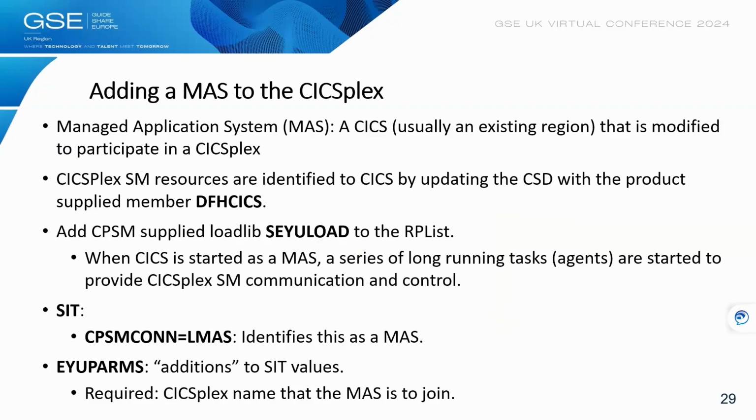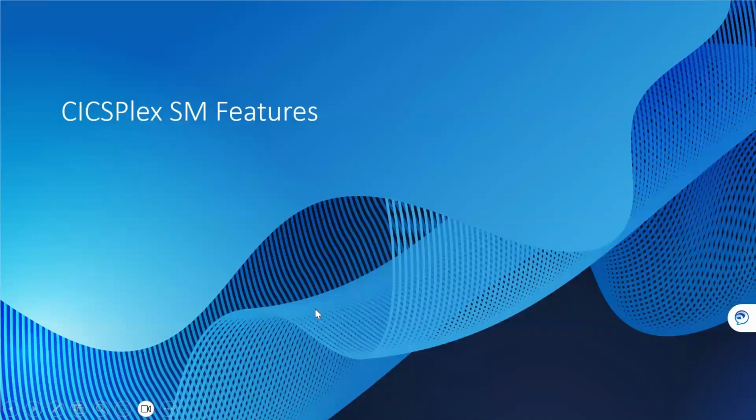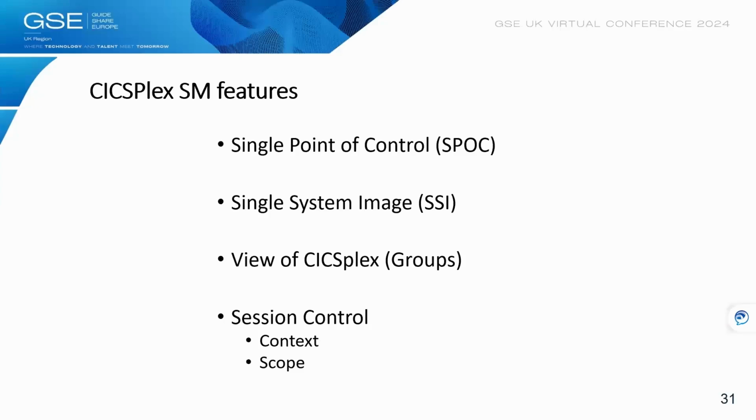So if you just read through this, you'll see that CICSPlex SM resources are identified to CICS by updating the CSD. You need the CPSM loader library, SEYU load in RPL, and then some of the stuff we mentioned already. Okay. So let's assume you've built this all and life looks good, right? What might it look like?